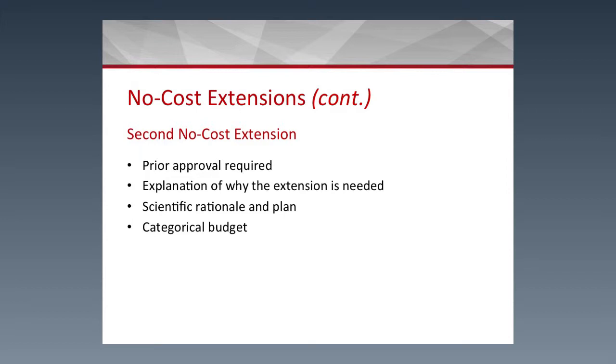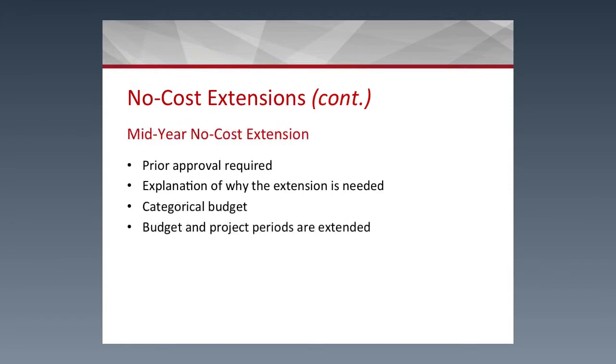Let's say that you would need even additional time beyond that first year. You would be able to request a second no-cost extension. This would require prior approval, a countersigned letter signed by the PI and the business official, the authorized official at the institution, with an explanation as to why it's needed, also the scientific rationale and a plan, and a categorical budget. This is then reviewed by the program official along with the grants management specialist for approval. Once it's approved, then you would receive a revised notice of grant award.